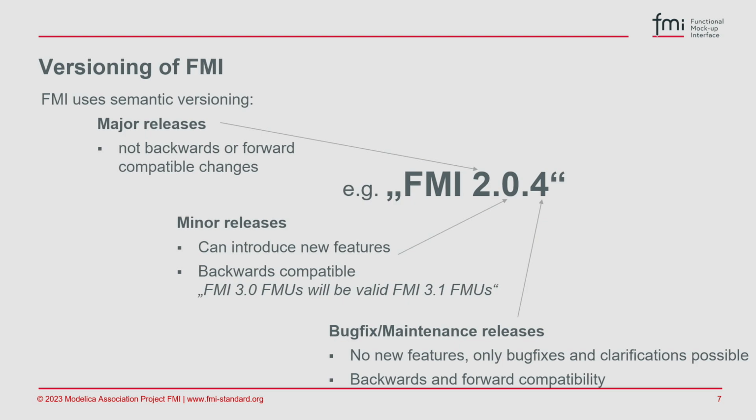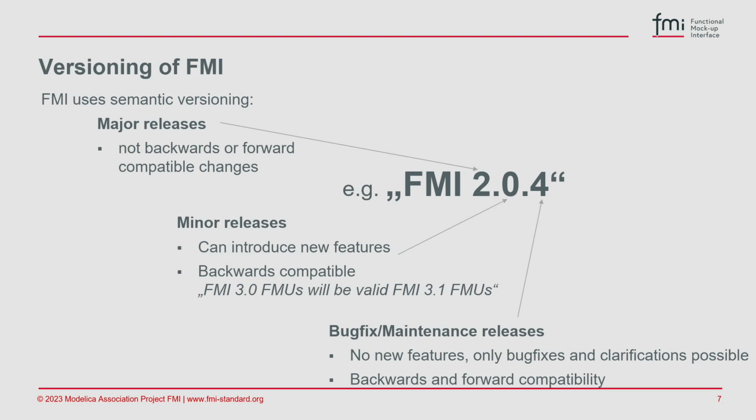So here we do not introduce new features. This is for clarifications and bug fixes. And this is backwards and forward compatible because more or less, for example, for a bug fix, you have to fix it, but perhaps if this does not affect you, you can still exchange a 2.0.1 FMU with a 2.0.4 importer. So this is for minor things.